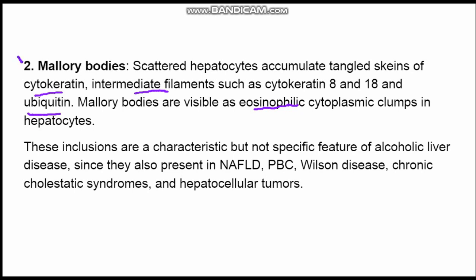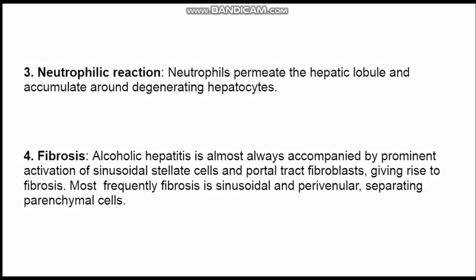Now Mallory bodies are very characteristic of alcoholic hepatitis but can also be seen in certain other diseases such as non-alcoholic fatty liver, Wilson's disease, hepatocellular tumors, and chronic cholestatic syndromes, but they are very characteristically seen in alcoholic hepatitis. Other findings seen in alcoholic hepatitis: because it's inflammation, you will see inflammatory cells such as neutrophils. Neutrophils permeate the hepatic lobule and accumulate mostly around the degenerating hepatocytes, and certain hepatocytes which contain Mallory bodies. So a neutrophilic reaction can also be seen.